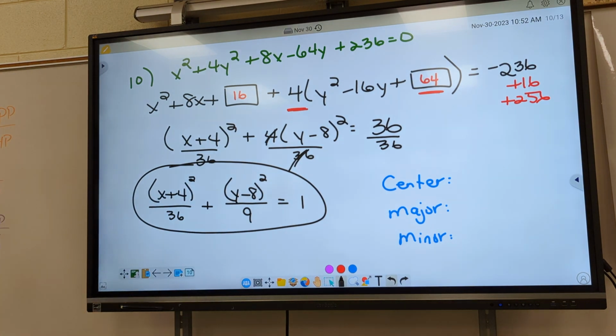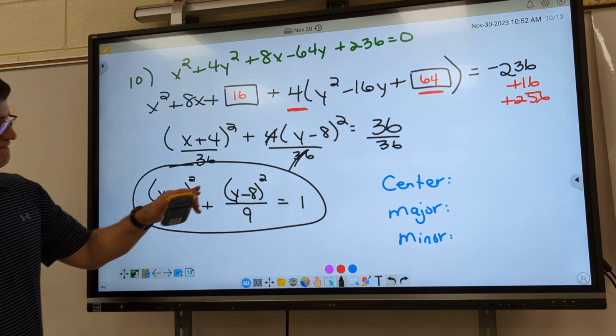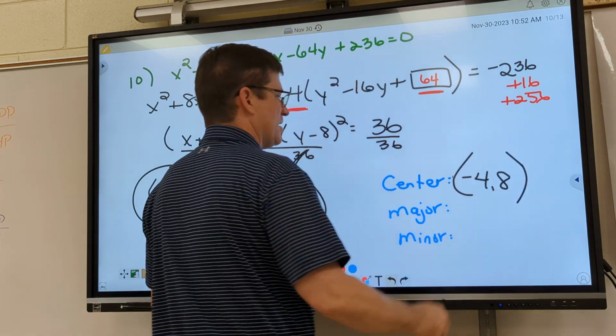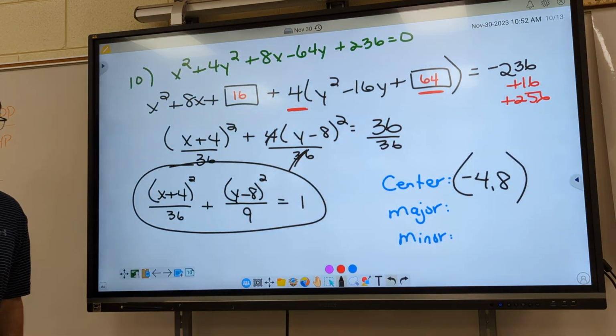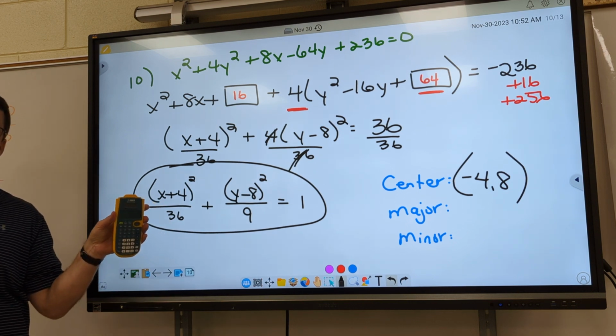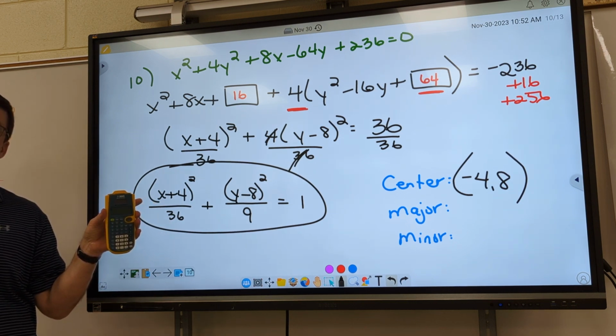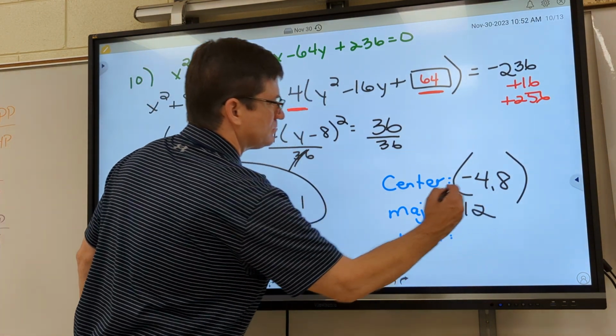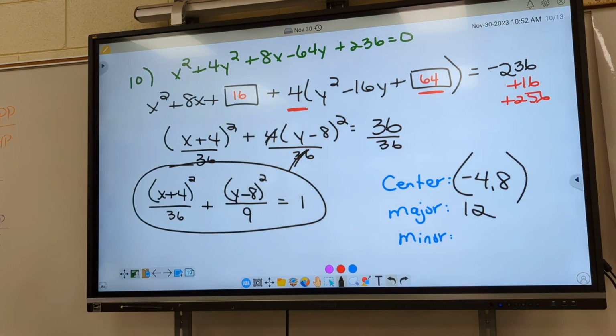Okay. All right, Ashland, what's our center going to be right here? Negative 4, positive 8. All right, how do I find the major, the length of the major axis? Square root of 36 is 6. Good, double it, it's 12. And what's the minor? 6, good.